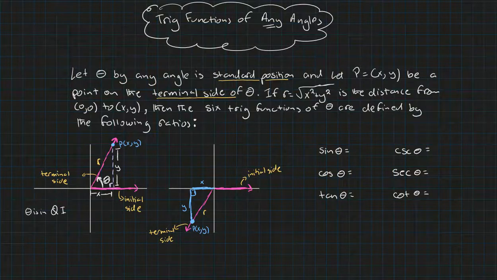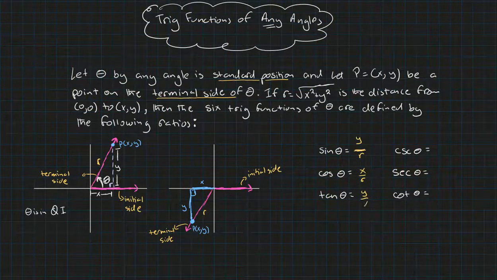So, just to generalize this, by taking a look at the first diagram that was sitting in the first quadrant, I can say the sine of theta, opposite over hypotenuse, is just going to be y over r. And cosine is going to be x over r.